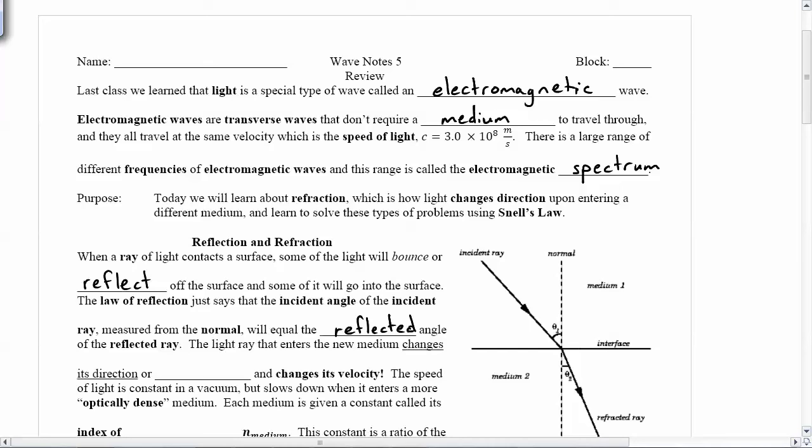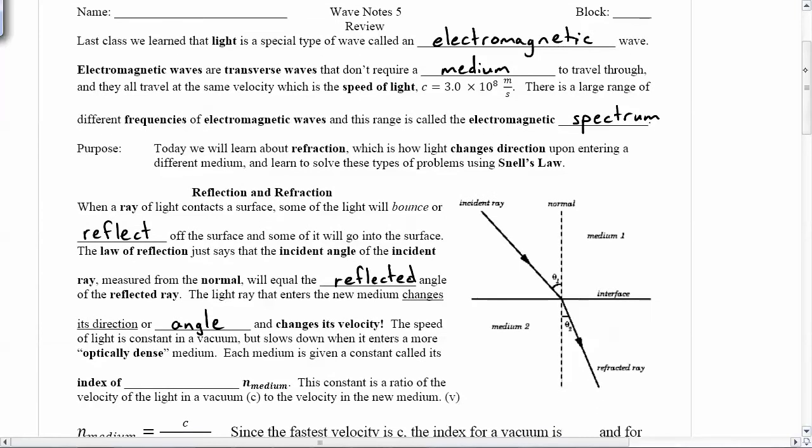The light that enters a new medium changes its direction, or angle, and changes its velocity. The speed of light is constant in a vacuum, but it will slow down when it enters an optically dense medium. So that means that light travels slower in water than it does in air. Each medium is given a constant called its index of refraction, which basically explains how quickly light moves through that medium.